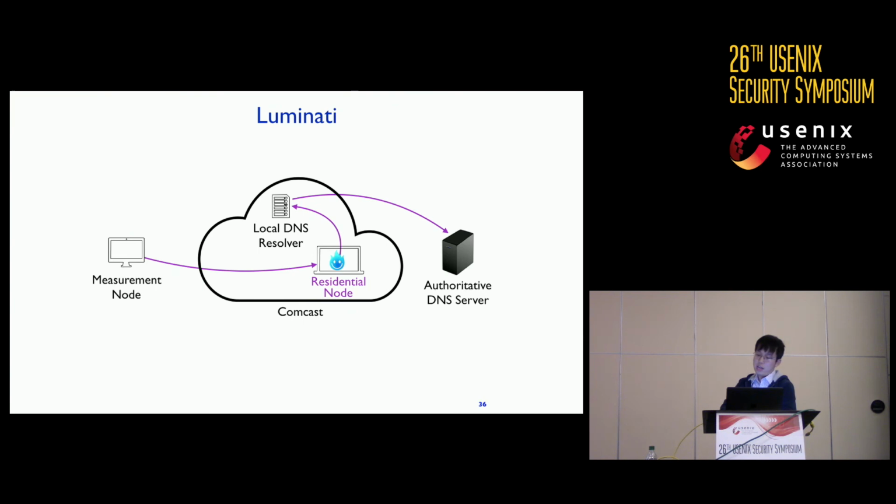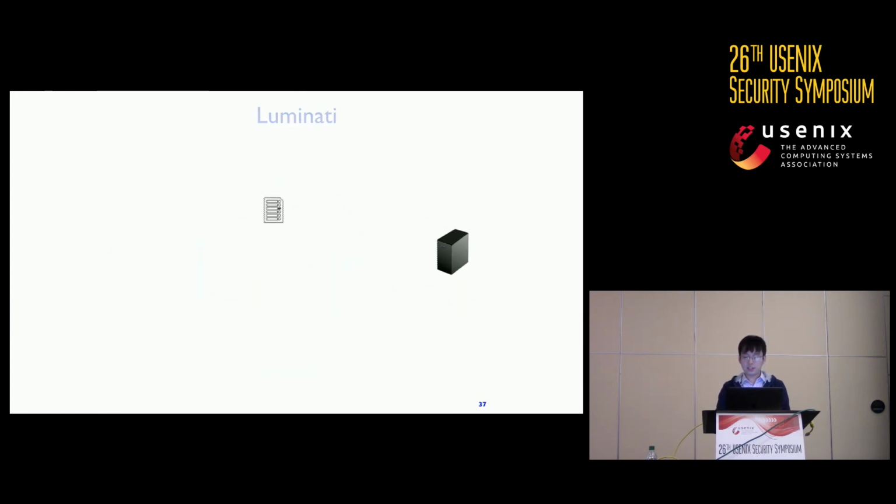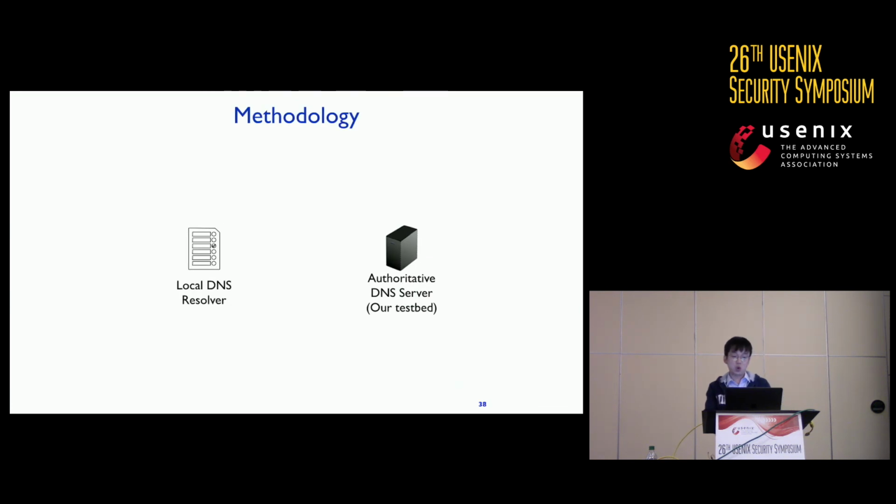The cool part is that we have control over the node, so we can specify the ASN number or country code to select the nodes. And also, it is reproducible and it scales over about 20 million nodes. So what we're interested in is the local DNS resolver, so we're going to focus on measuring these local DNS resolvers.